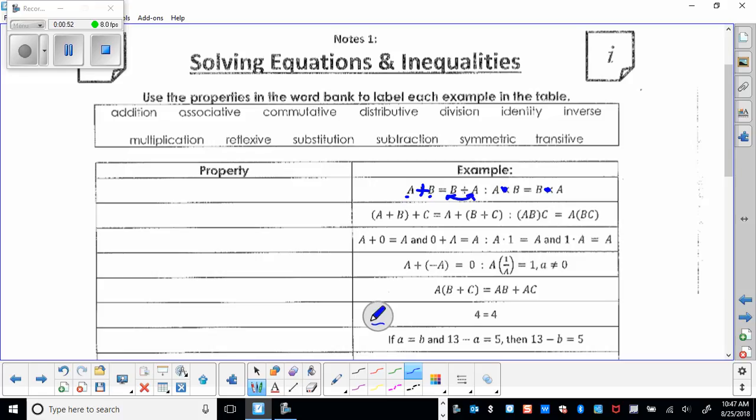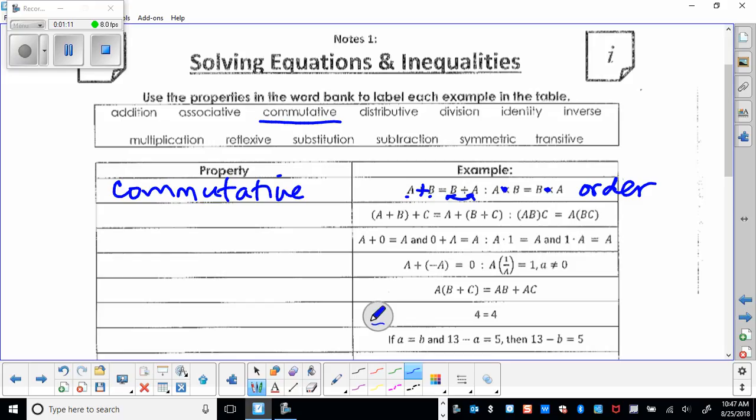So that would be the commutative property, all right? The commutative property is where the order matters, all right? It's all about order, okay? If you change the order, that's the commutative property.